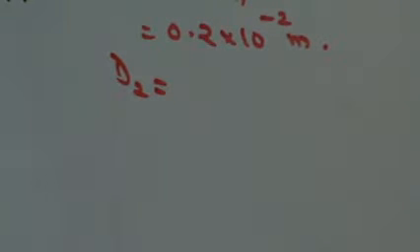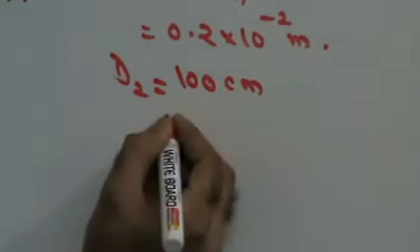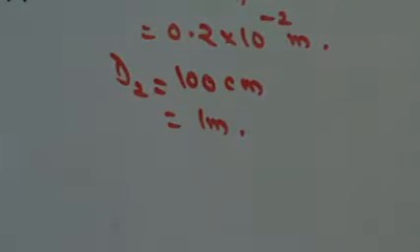if the eyepiece moves 20 centimeters away from the slit. Now guys, the eyepiece was already at a distance of 80 centimeters from the slit. If it is moving another 20 centimeters away, then it will be at 100 centimeters from the slit, right?